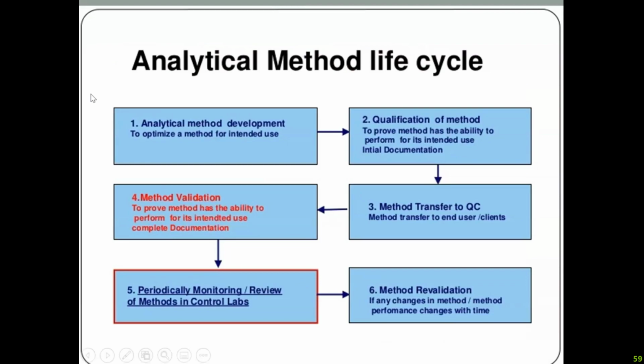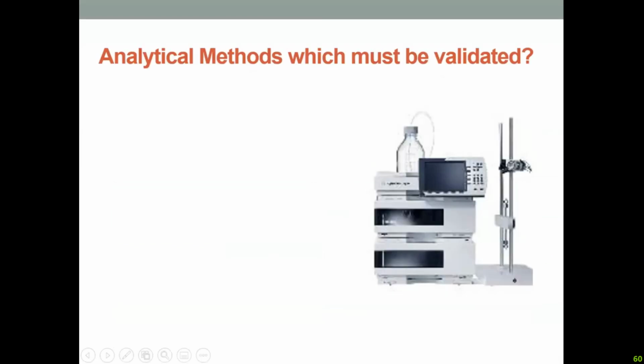The analytical method life cycle. Number one, analytical method development, where the method is optimized and its intended use is defined. Second, it's qualified, to prove the method has the ability to perform for its intended use, and the initial documentation is completed. The method is then transferred to quality control, the end user or the clients. Method validation occurs at this point to prove that the method has the ability to perform for its intended use, and the documentation needs to be completed for that. Then periodically it's monitored and reviewed to make sure that it is maintaining competency. Methods may be revalidated if there's any change or if method performance changes over time.